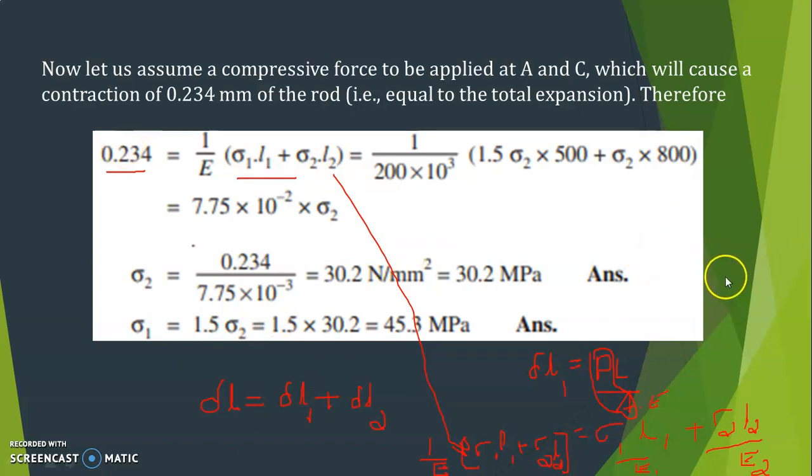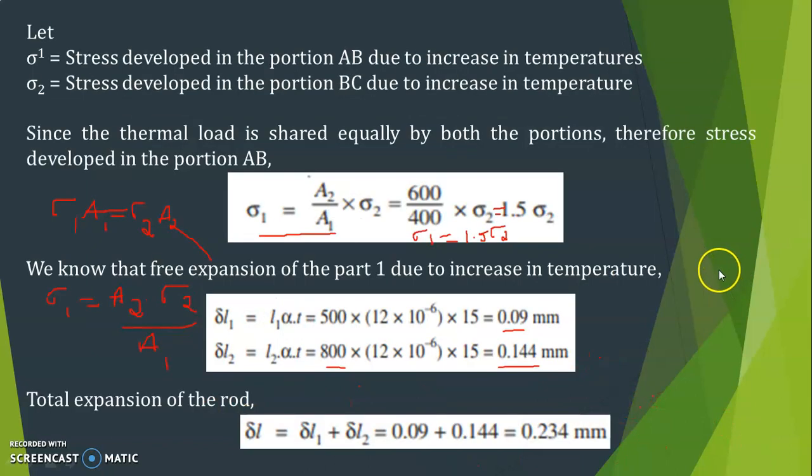Okay, I think all of you now understood. The main thing you have to do: first you have to apply the condition that thermal load is shared equally by both the portions, so P1 is equal to P2. P1 equal to P2 means sigma 1 A1 is equal to sigma 2 A2. Substitute, simplify and write in terms of sigma 1.